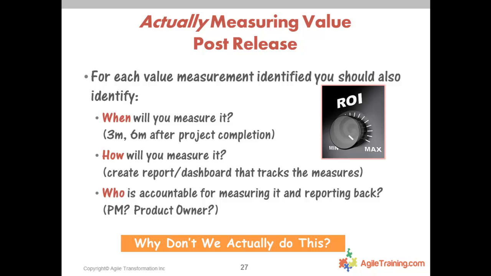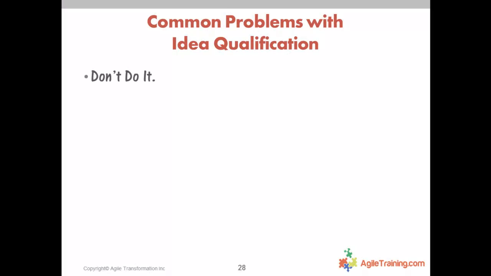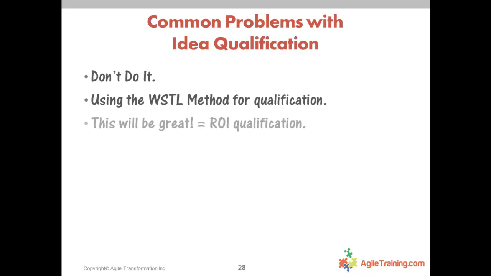Why don't we actually do this is a good question. Why is this so difficult? Well, I think some of the problems with idea qualification is it's just not part of our process. Or we have the who-screams-the-loudest method. That's how we do it today. Or someone comes in and says, this is just going to be awesome, and that equals my ROI qualification. I've already told you, I'm the president, and I'm telling you this is going to be a good project. Let's just do it anyway. Or domination and lack of participation. Maybe some people are screaming the loudest, so everyone else just says, okay, fine, whatever.